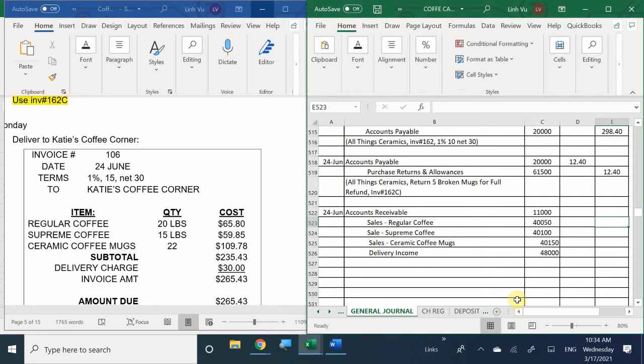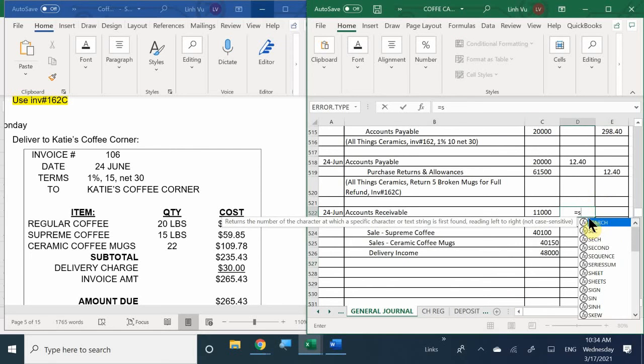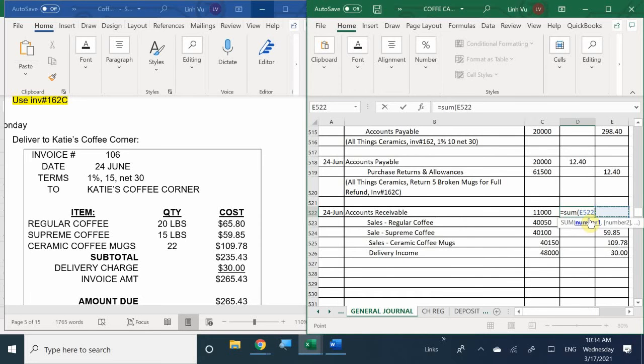All right, so what is going to be my sales for the regular coffee? 65.80. My Supreme Coffee? 59.85. And then my coffee mugs, 109.78. Okay, so here I'm gonna make sure that my debits match my credits by putting some equal sum here. So is it 265.43? Yes. Perfect.